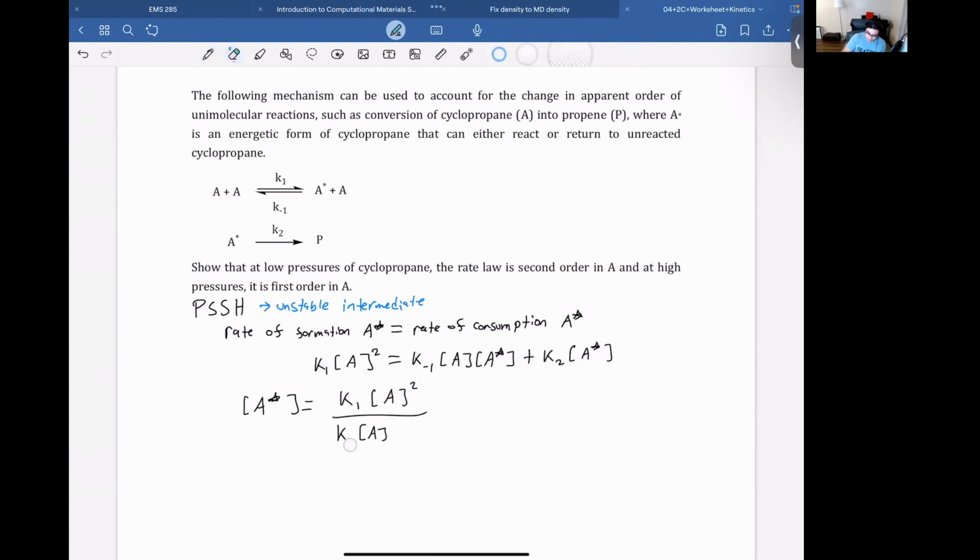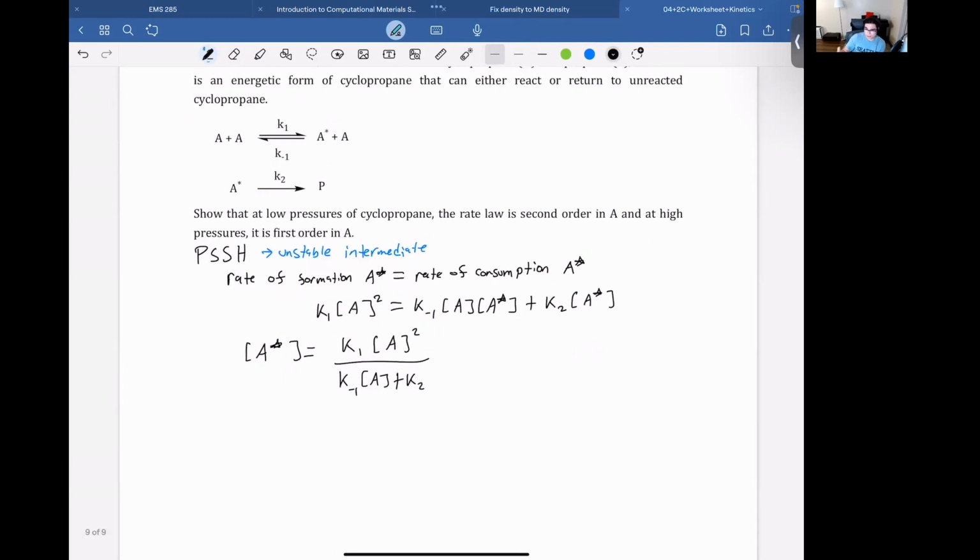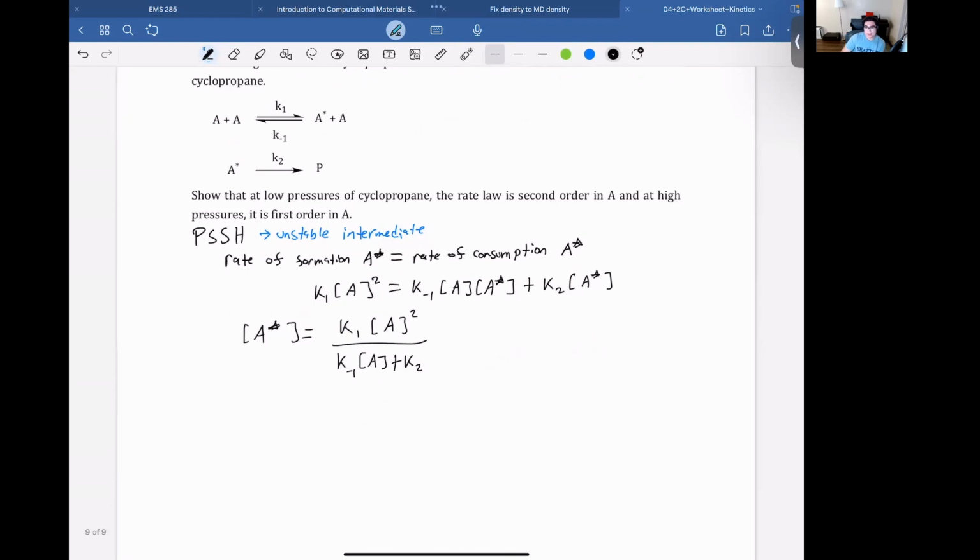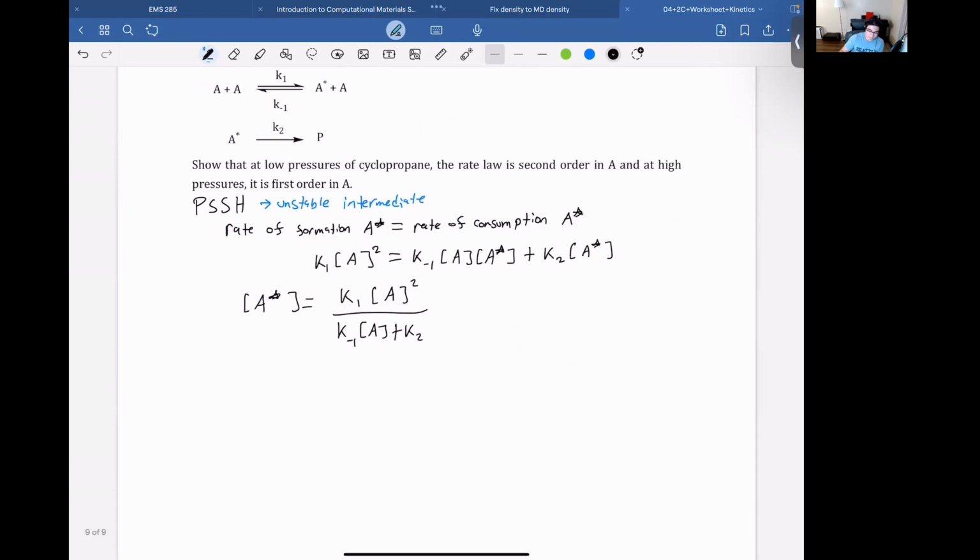We have K minus 1, A plus K2. Again, I just factored out A star from the right side because they're all multiplying. It's in both. Then I divided by K minus 1 A plus K2. So this is the concentration of A star.